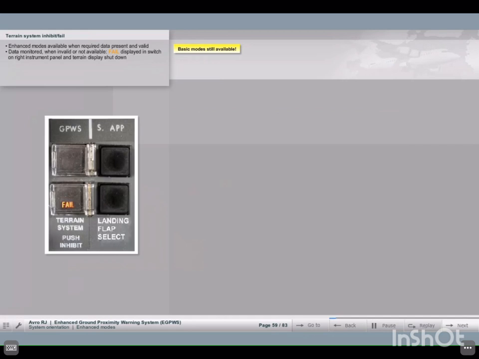The EGPWS, RFCF, TCF, TAD, and look-ahead functions are available when all required data is present and acceptable. Aircraft position and numerous other parameters are monitored and verified for adequacy in order to perform these functions. If determined invalid or unavailable, the system will display a terrain inoperative annunciation and discontinue the terrain display if active.